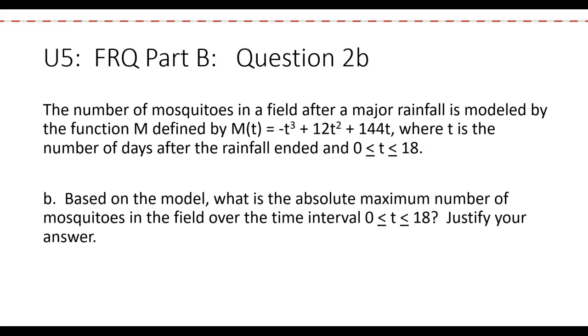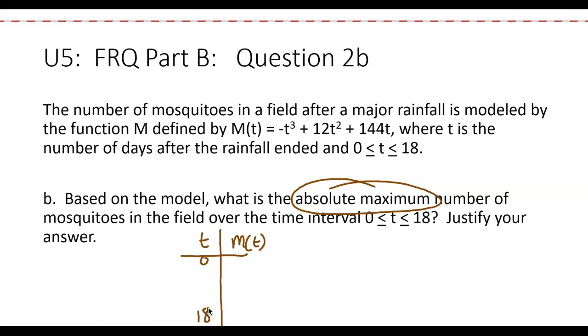Based on the model, what is the absolute maximum number of mosquitoes in the field over the time interval from 0 to 18? Justify your answer. Well, anytime you want an absolute max, we learned today, or we were reminded today that that's a candidate's test. So candidate's test, we're going to put T here. We want to find the maximum number of mosquitoes here, and we're going from 0 to 18. Now we need to find our critical values, so I'm going to take the derivative of this expression here and set it equal to 0.